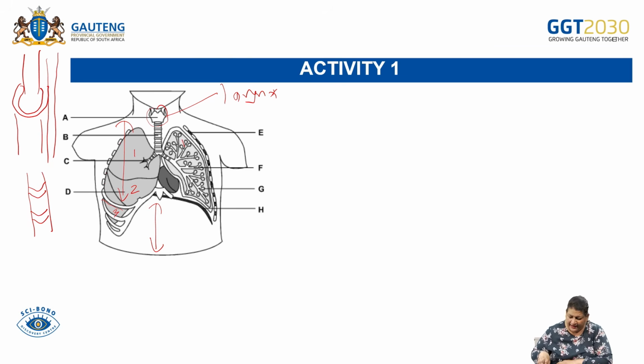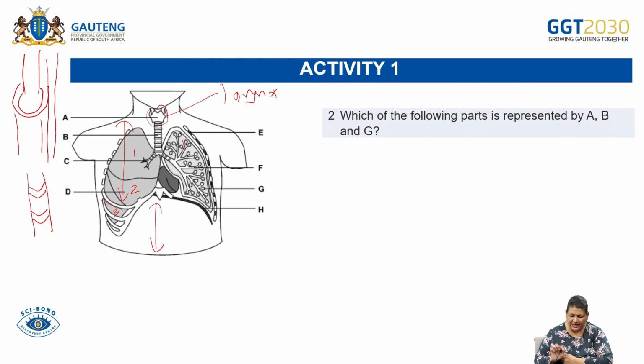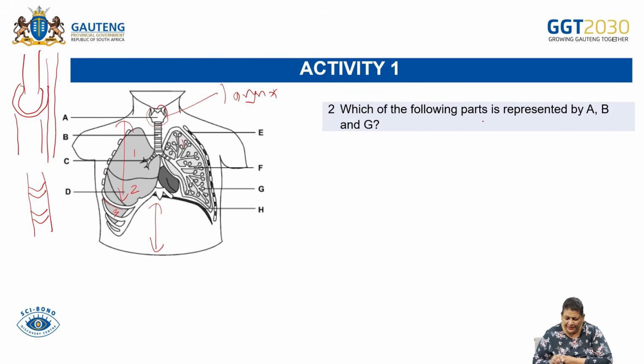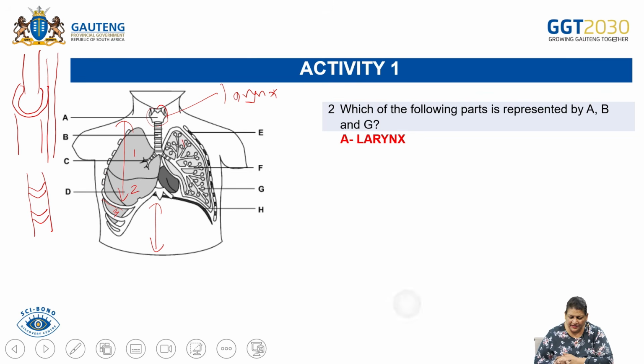Okay. So here you have the black is your intercostal muscles, your F is your bronchiole, your G is your alveolus, and your H is your diaphragm. So, which of the following parts is represented by A, B, and G? A is what? Our larynx. B, our trachea. G is our alveolus. A is the larynx, and then B is the trachea, and then G is the alveolus.